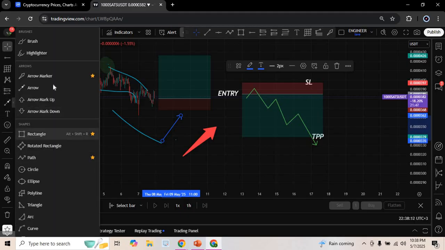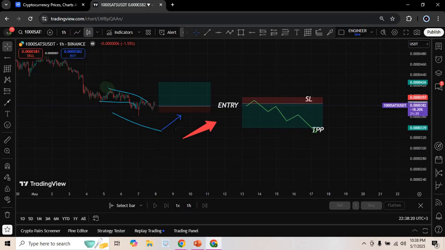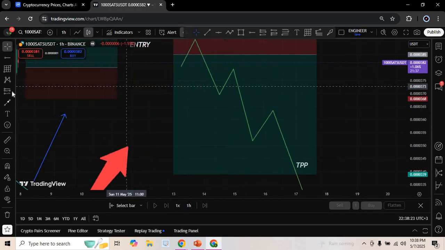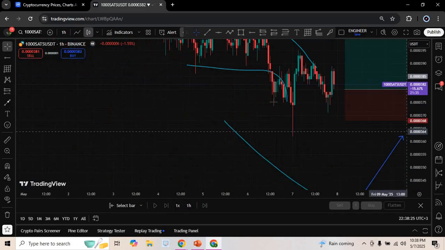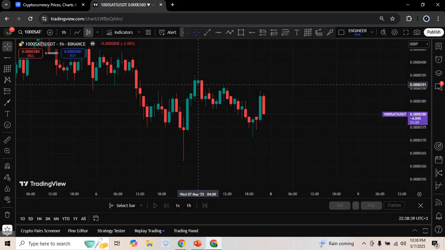The one I use most is the arrow marker, and I prefer a rectangle to map out my points of interest. So if, for example, this is a candlestick I'm interested in, maybe I'm saying it is an order block. Remember I said if you want to delete these things, click on that thing and delete. But if you want to delete all of them in unison, come to the bottom left, click this dustbin and remove all of them at once.